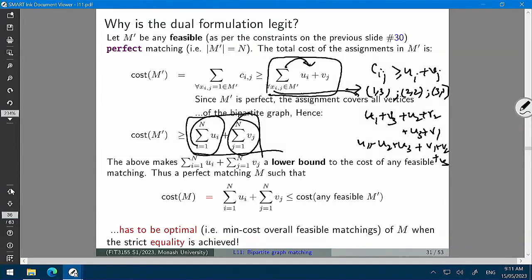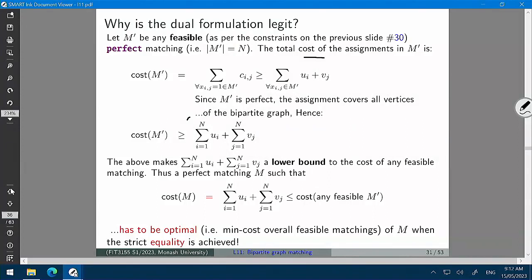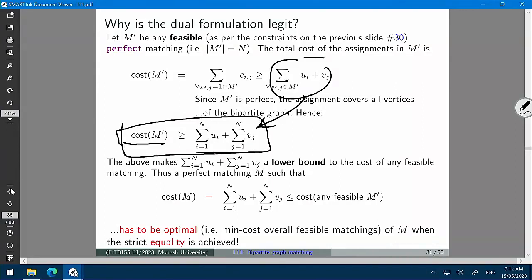So if I had this relationship, the cost of M is greater than or equal to that, because this is nothing but that, is what I've just said in the last 5 minutes. Okay? If that were true, please see what this means. So the cost of any feasible matching is greater than or equal to the sum of the row variables plus the sum of the column variables.